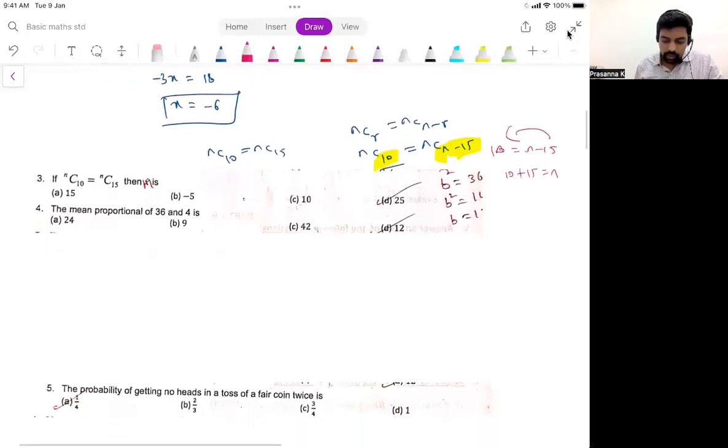Then fourth question is, find the mean proportional of 36 and then 4. So the question is mean proportional. So I will write like this: 36 is to x as x is to 4. Here x is the mean proportional. Again, proportional properties, product of extremes will be equal to product of means. So 36 into 4 equals x into x is x square. Therefore, x is equals to root of 36 into 4. You will get x is equals to 12.